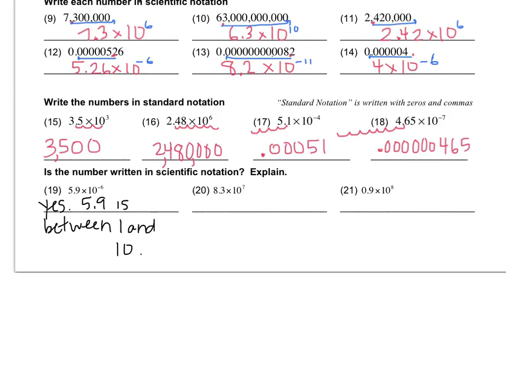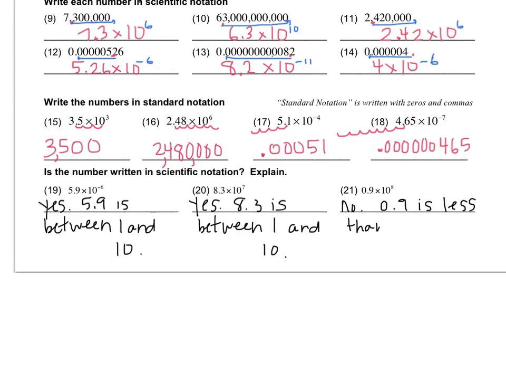What about number 20? Number 20 is as well, because 8.3 is between 1 and 10. Is 21 in scientific notation? It looks very close to scientific notation, but it's not. 0.9 is not between 1 and 10, so this is no. 0.9 is less than 1. And you have to be greater than 1, less than 10.